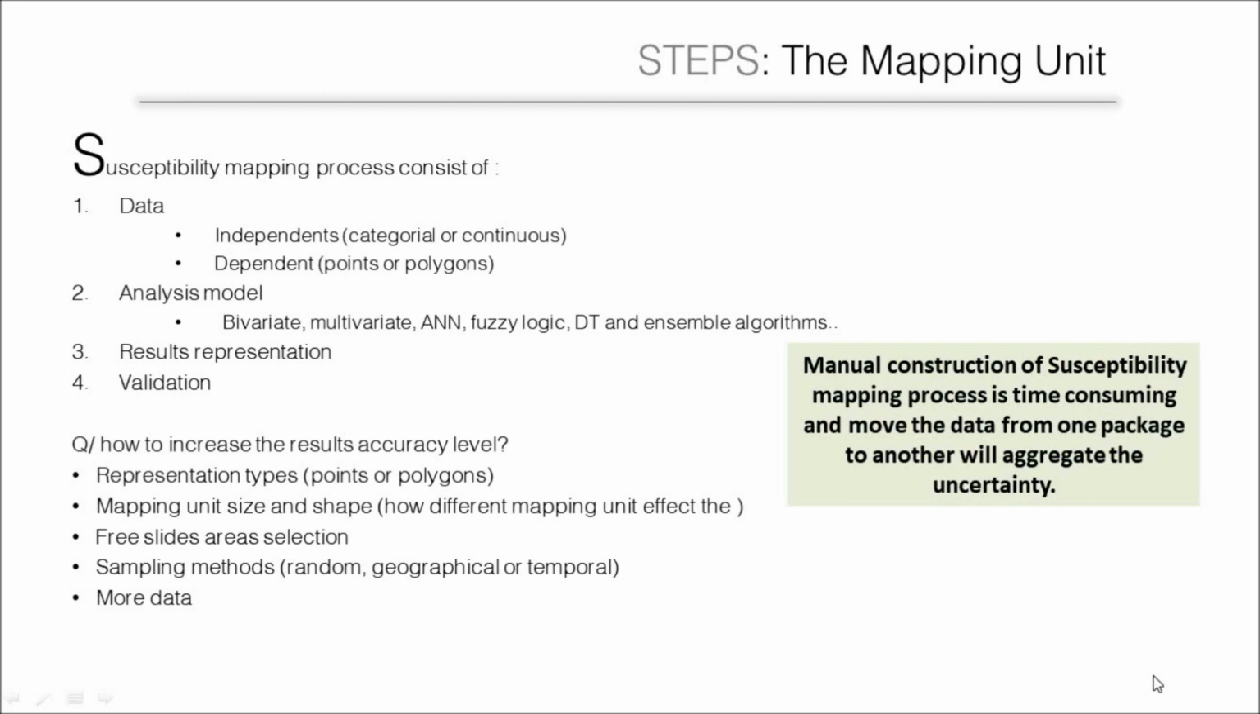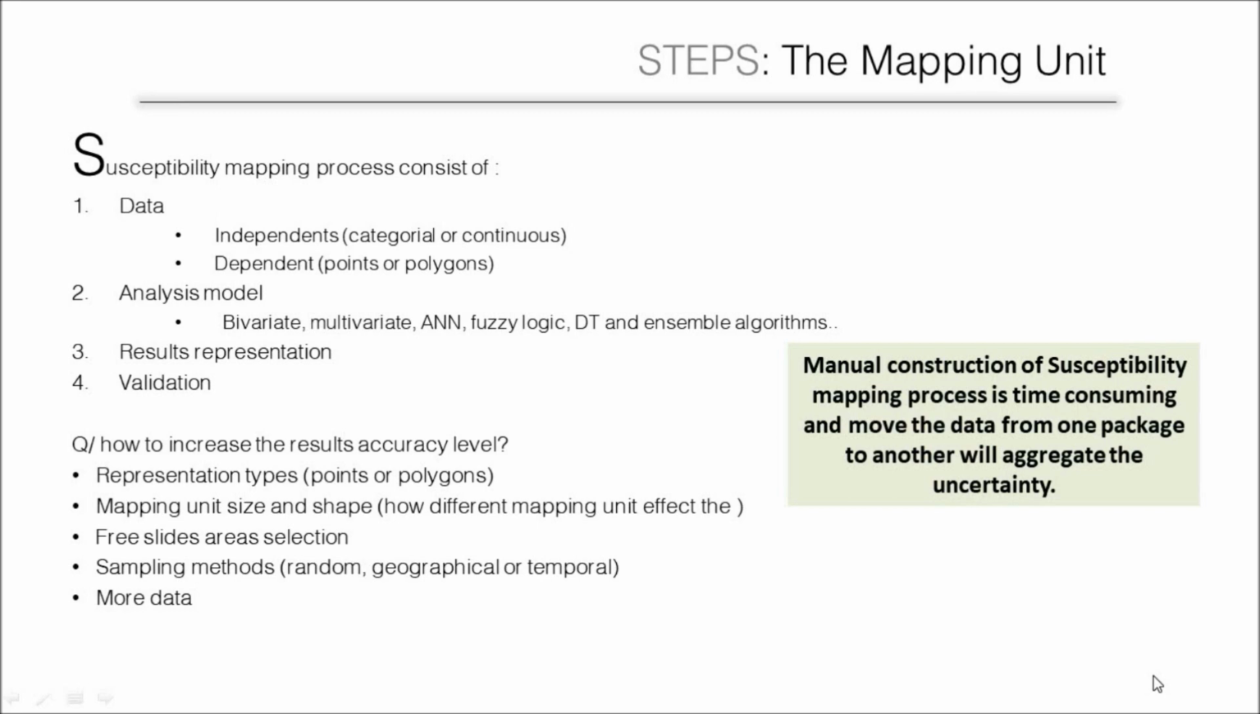So usually when you do random methods, you split your data into 30, 70, or 40, 60, or you do geographical sampling methods. You are taking, for example, the north of the study area to train, and using the south to test, and so on. Or temporal data, so you are taking 5-6 years before, and you take after that 2 years to test your model. So there are different sampling methods, and by sure, if you have more data, you can increase the result accuracy.